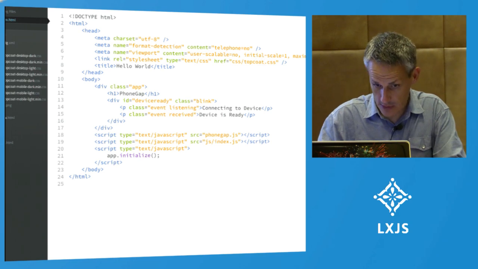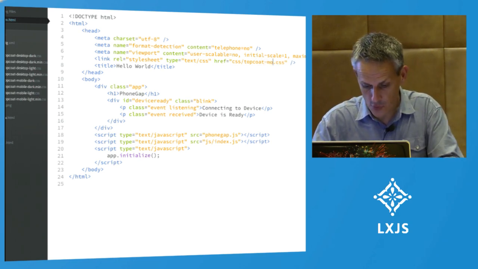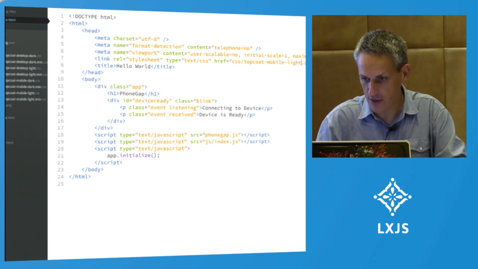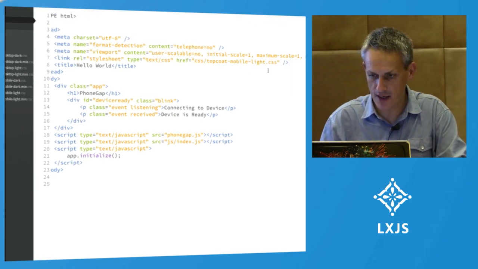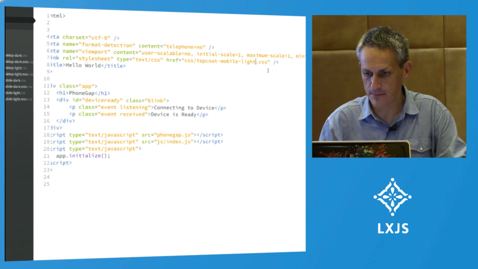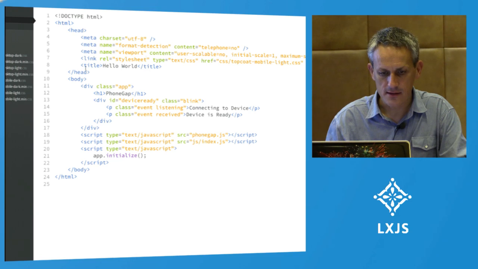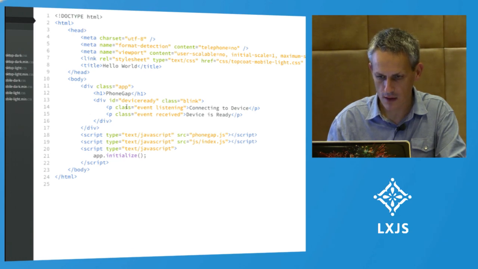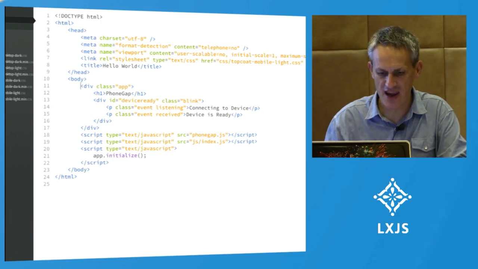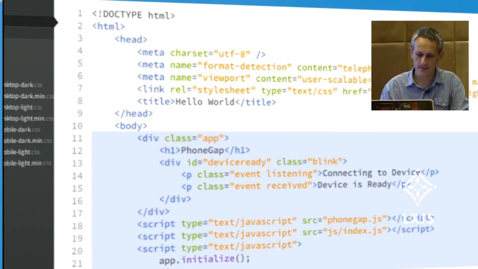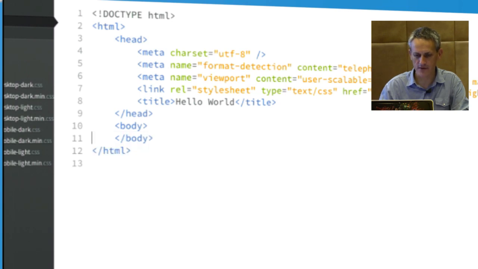Topcoat Mobile Lite. You can use, of course, the minified version if you want, or during development, it may be a good idea to use the unminified. Okay. So that's the style sheet. That's pretty much all you need. You can get rid of anything that's in the body here, because that was just the sample app. And then you can start building your app.